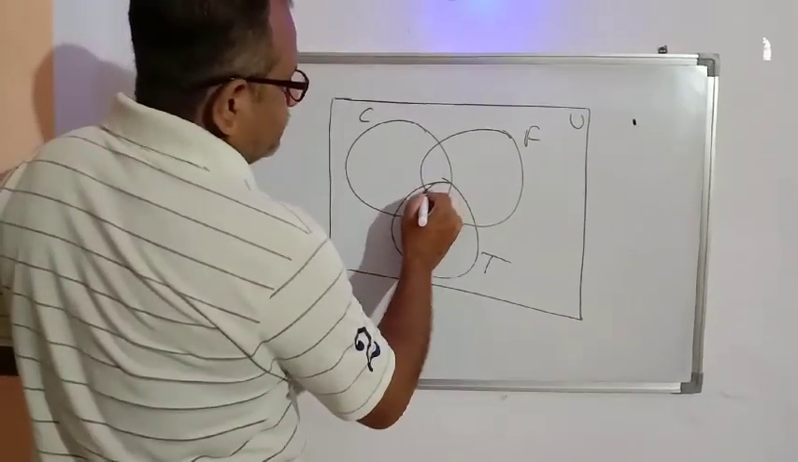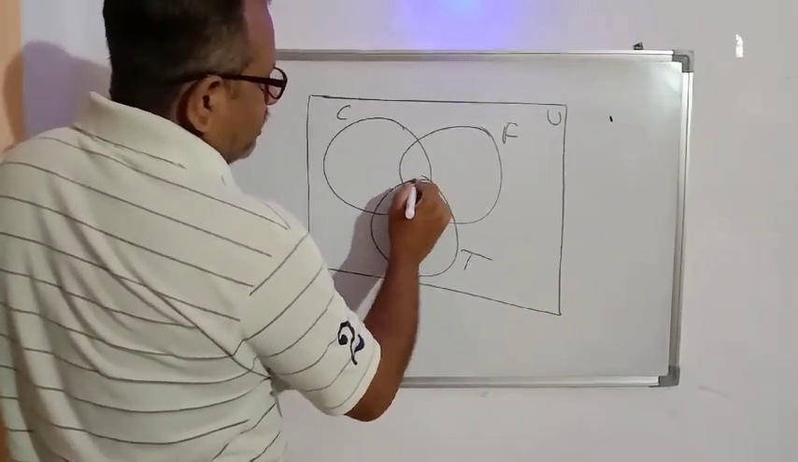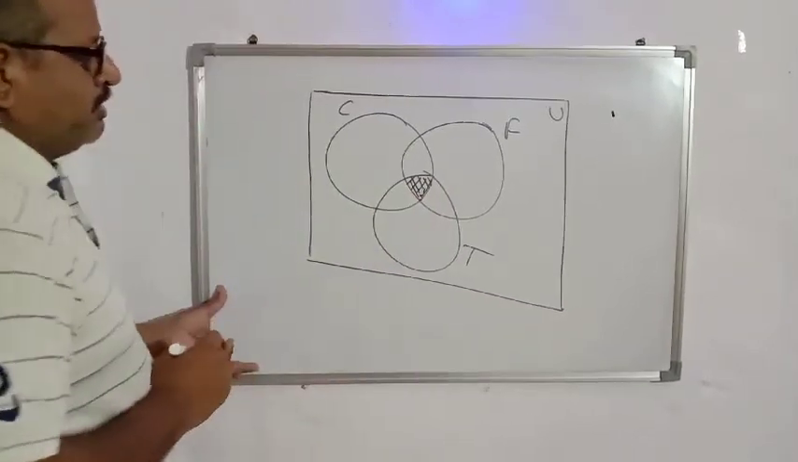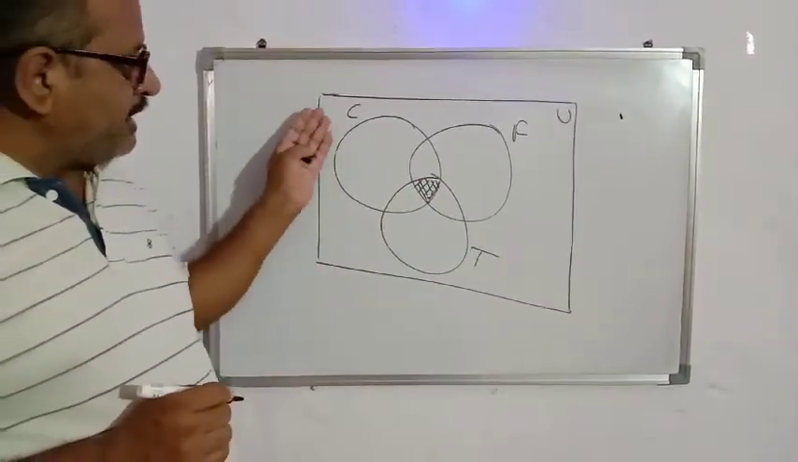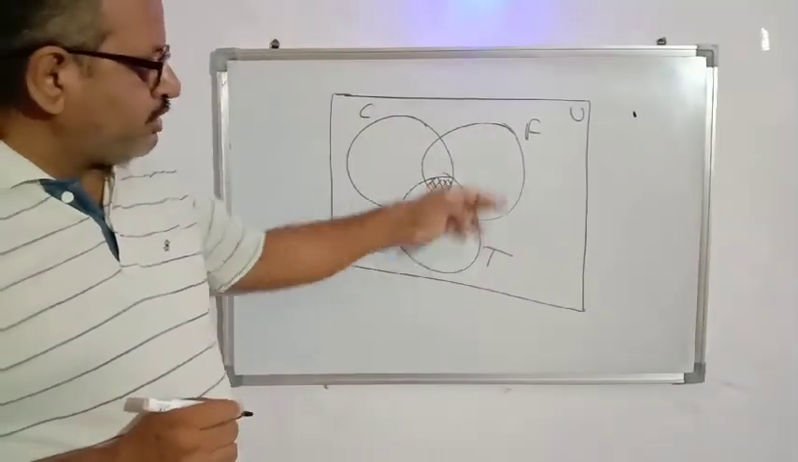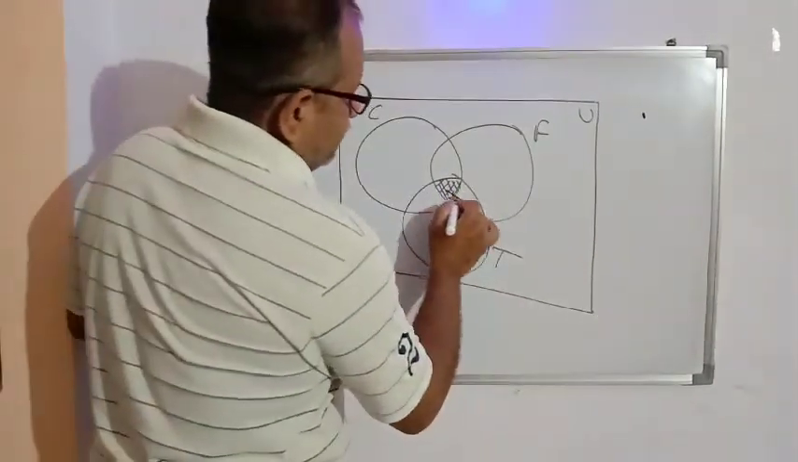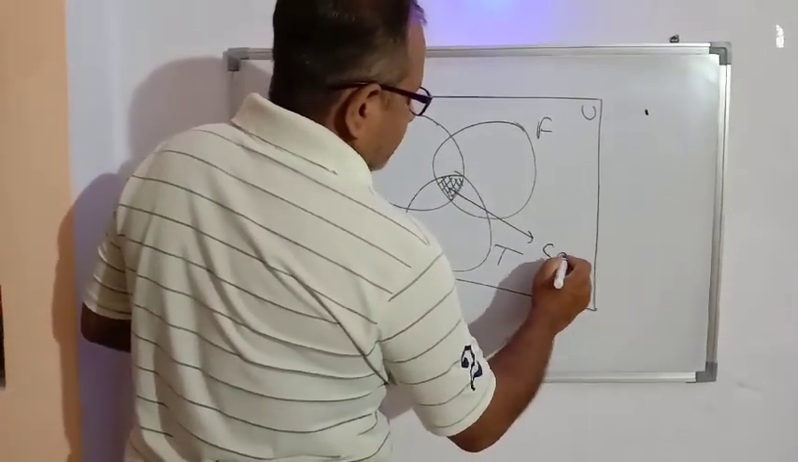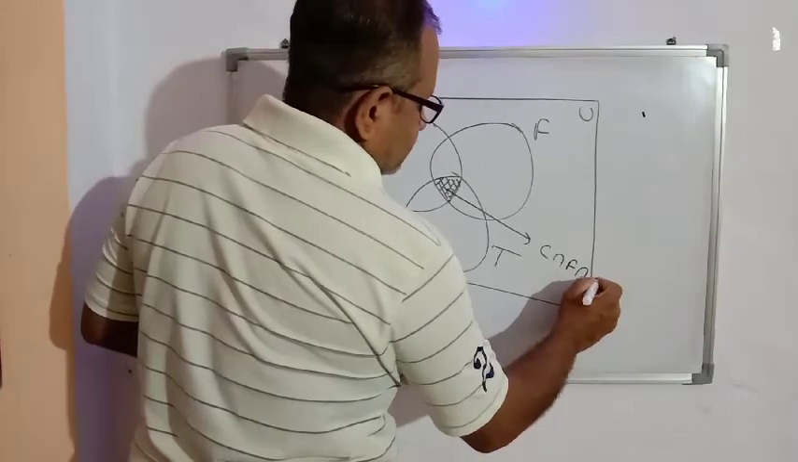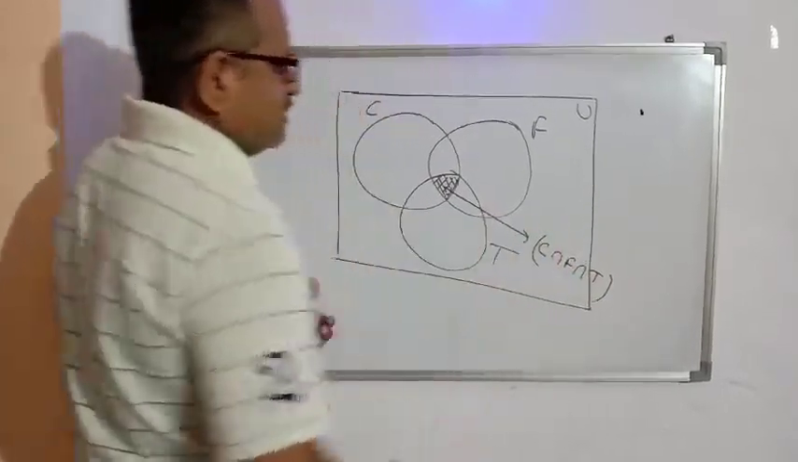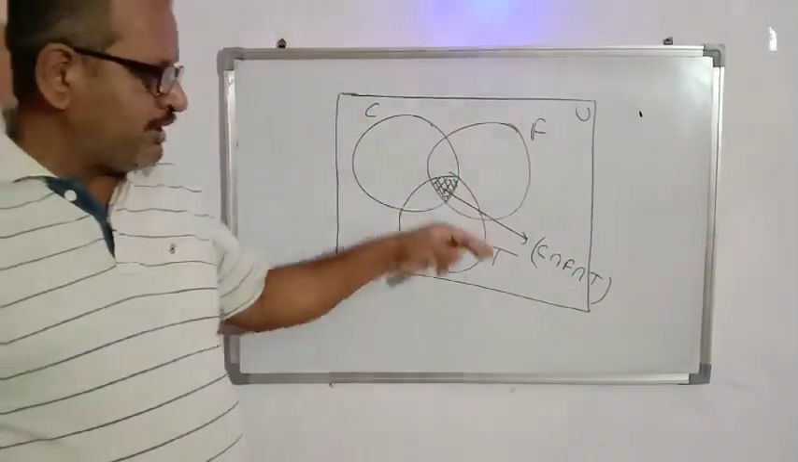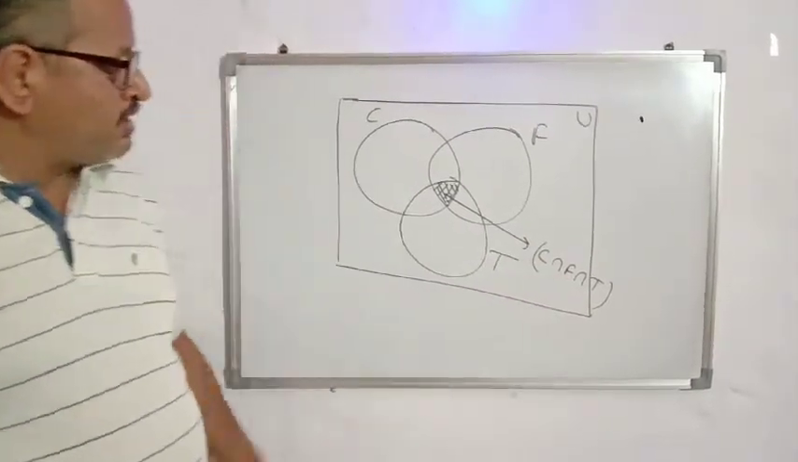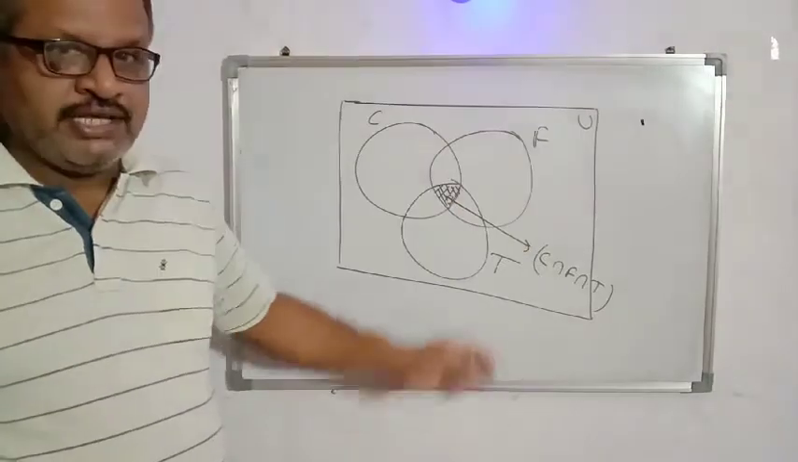What is this region? This region is common in all. So how many students are playing all the games, cricket, football and tennis? It is represented by this shaded region, so C intersection F intersection T. This region is common in all, so it will represent C intersection F intersection T, meaning how many students are playing all the three games.